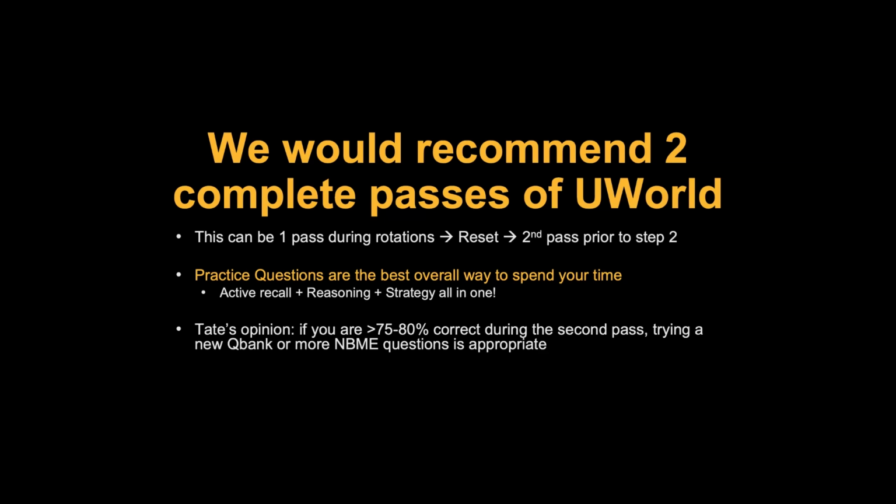And this is something a lot of people are dead set on: getting two passes of UWorld done, non-negotiable. But I would recommend that if you're over 75 to 80% correct during your second pass, which is a pretty solid percent, trying a new Q bank or maybe moving into more NBME questions is very appropriate. And that's what I ended up doing. I have a little bit on slides later. But what's really important to note is that if you're getting 80% of these questions right, the chances are that you'll continue that trend, if not improve it, as you continue to polish your test taking skills over the dedicated period. So it becomes a question of, are you going to grow doing this?